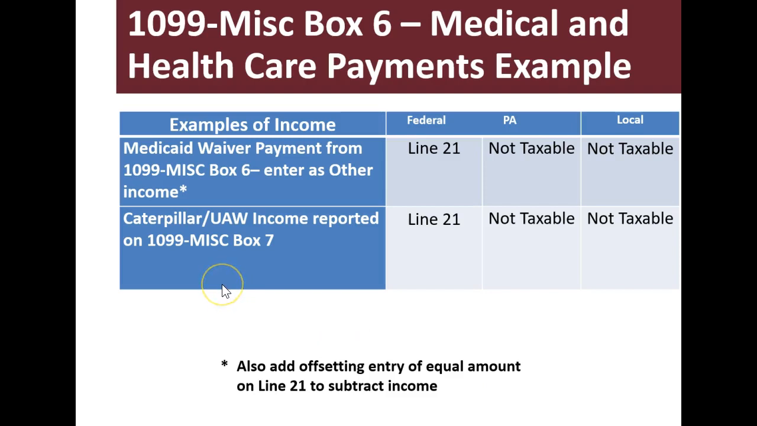One thing we see locally is Caterpillar, United Auto Workers income reported on 1099 miscellaneous box 7. That's one of the ones we had an exception earlier for how to handle. That's really not self-employment income. That goes to line 21, but it's not taxable to PA and local.